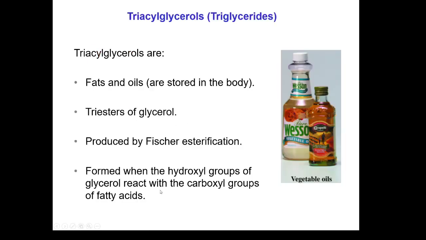How about triacylglycerides, or triglycerides as they're known in everyday life or common name? Their fats and oils are stored in the body. They're an ester of the alcohol glycerol. And they're produced via Fischer esterification, which we talked about. These are our vegetable oils.